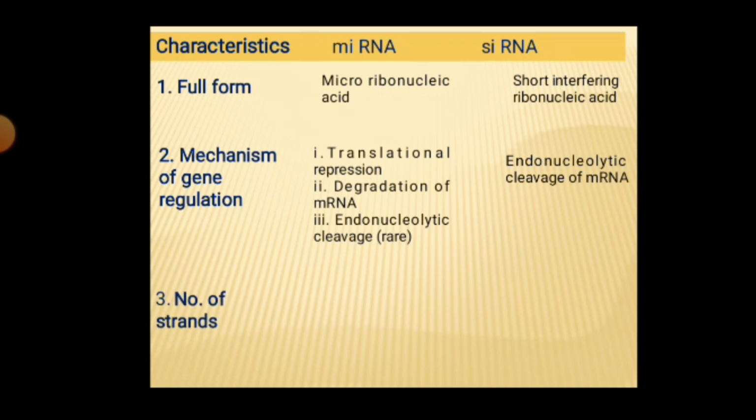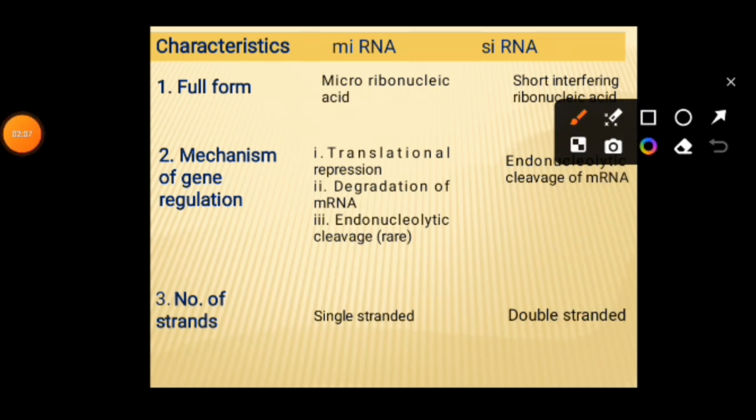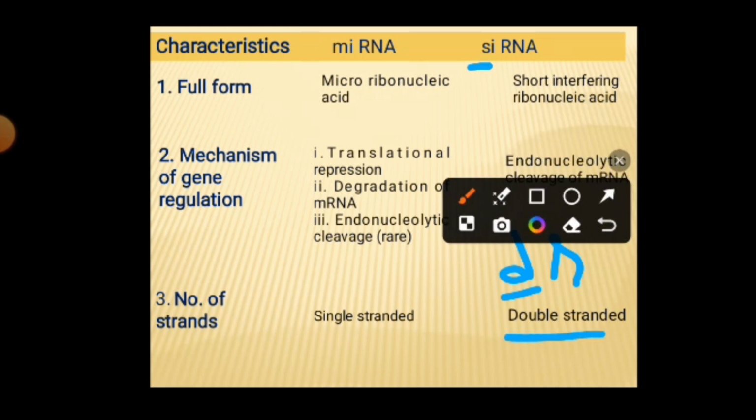Third one is the number of strands. In miRNA, it is single-stranded, whereas the siRNA is double-stranded. Now, how you will remember? We know that double-stranded is shortly written as DS. So, siRNA S and for double-stranded D. So, this siRNA is double-stranded, that is DS. Okay.